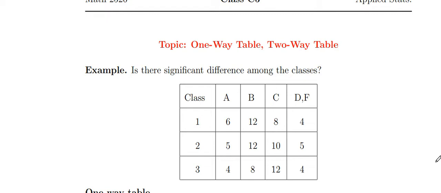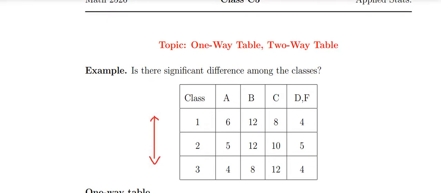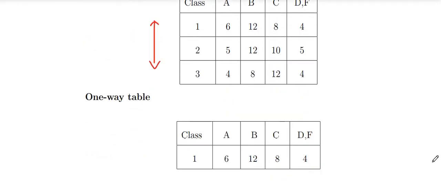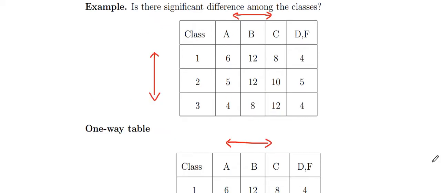Like this is one way, classes, right? Another way is grades. So this is a two-way table. So what is a one-way table? A one-way table is when we have only one class, right? So we have only this way that can change. This way cannot change because we have only one class. Okay, so this is a one-way table and a two-way table.